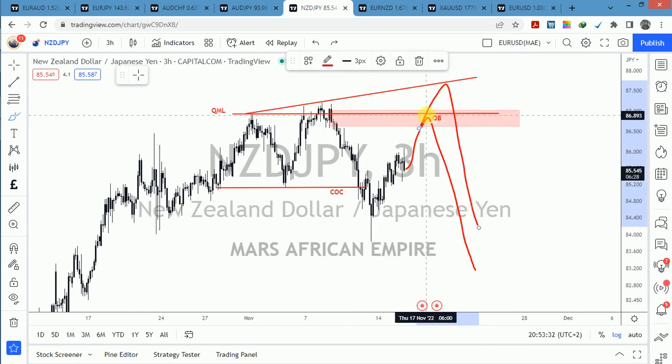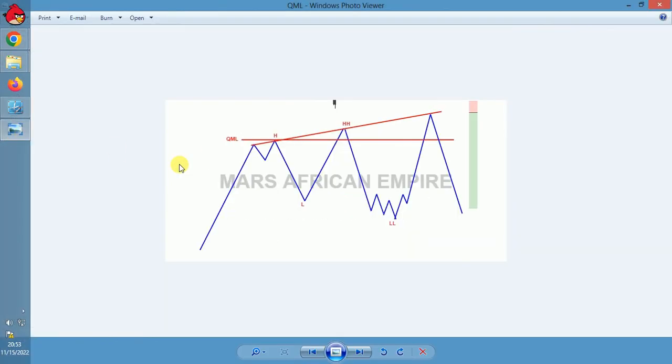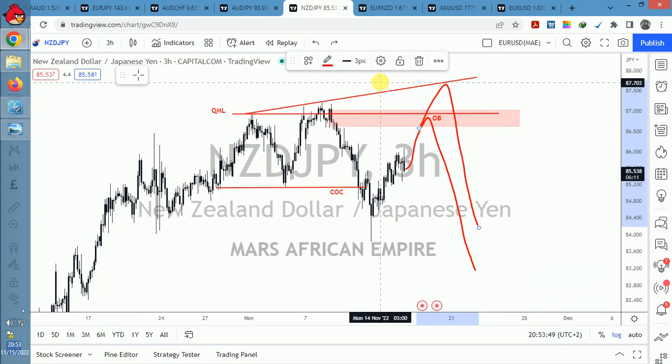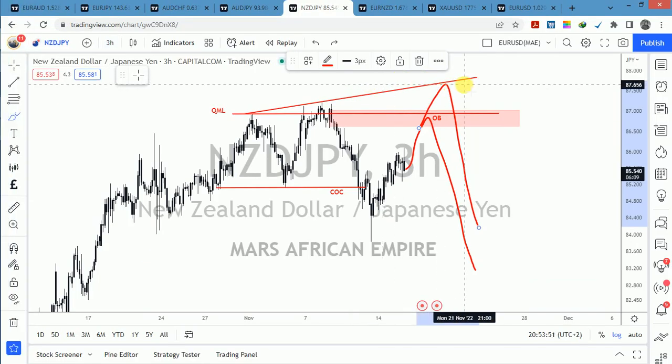So I'll be selling it here. Stop loss above. If the stop loss is hit, then it means the QM was manipulated, or it would have failed. So if it fails, then I'm going to use another entry, which is that one, around 87.6. If I sell it here, I'm going to sell with a doubled lot size to recover the money that I've lost here.